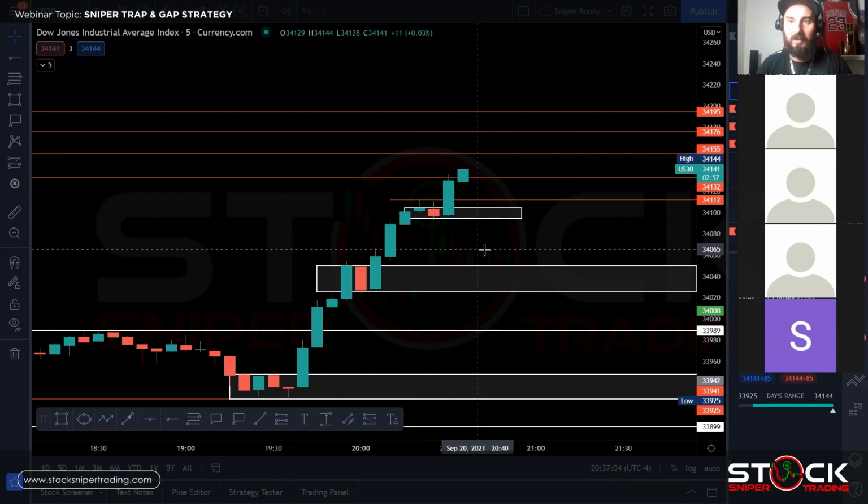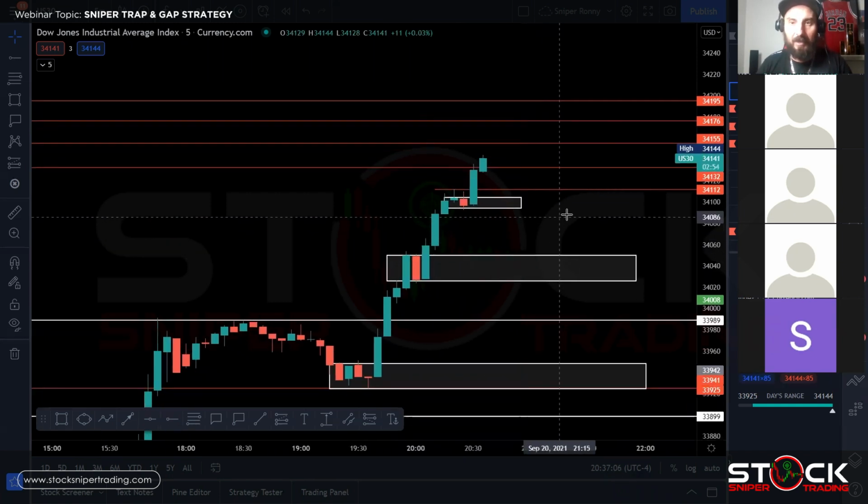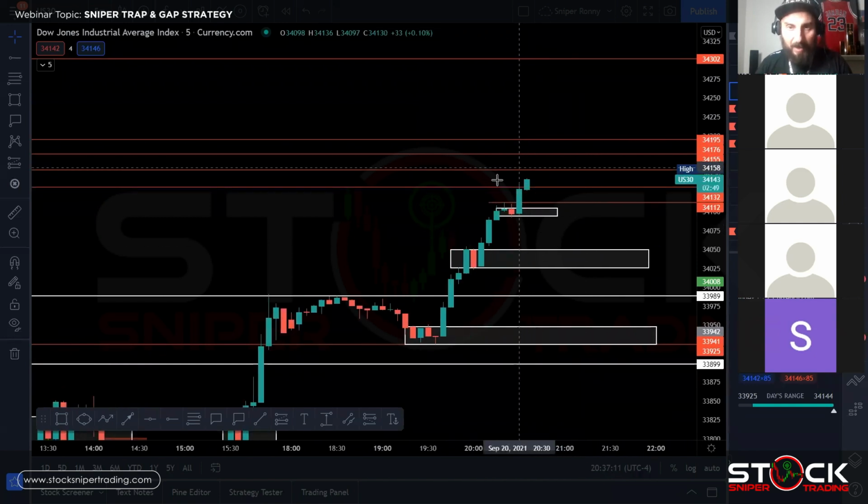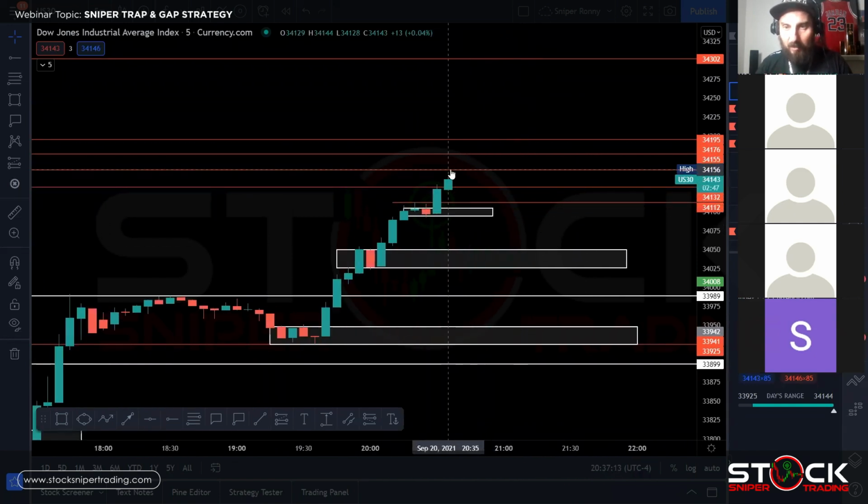Look at the breakout now. So this is going to continue to run. I'm not even using any RSI right now, nothing on the chart. I'm just following price action. So the next area it wants to go to is this red line.